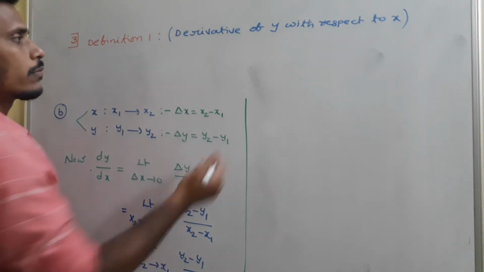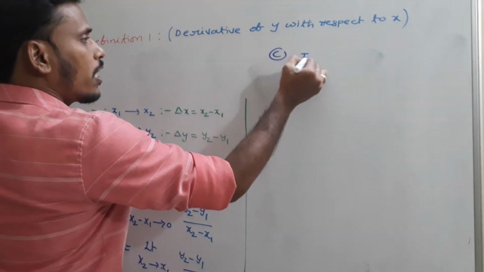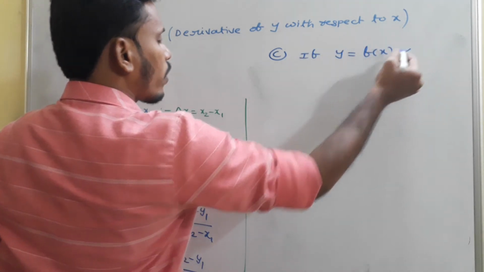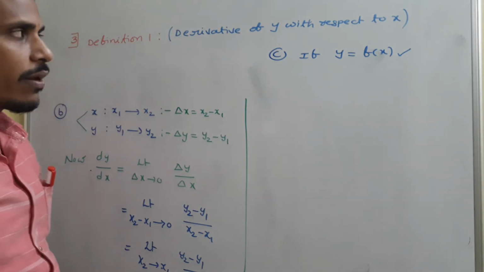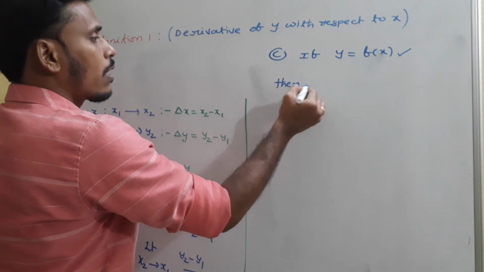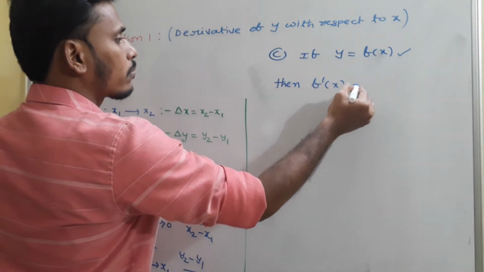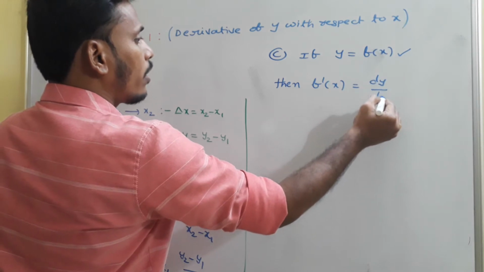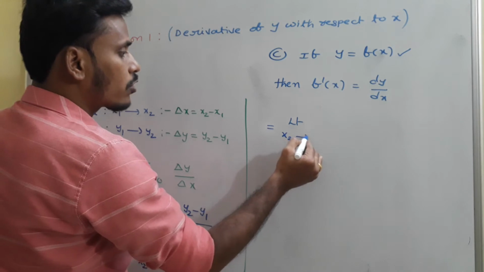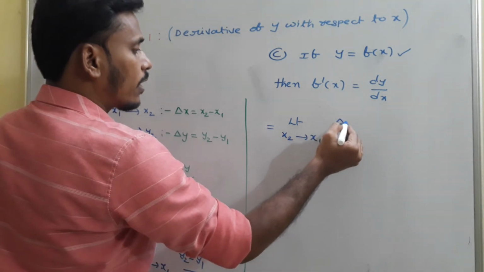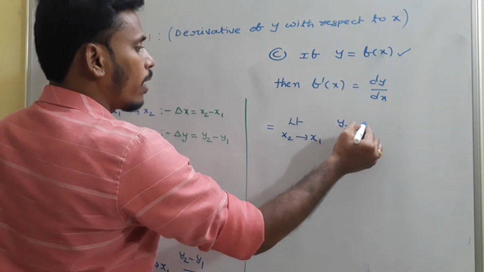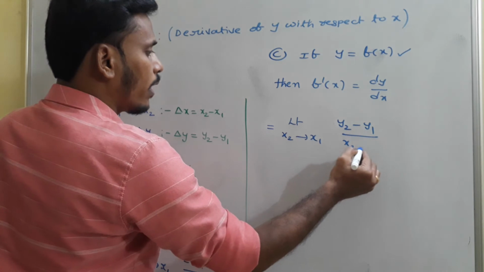And see, if y is equal to f of x is the function which is connecting the dependent variable and the independent variable, then f dash of x or dy by dx is simply nothing but what? Limit x2 tends to x1, delta y by delta x. As I mentioned, here it is simply y2 minus y1 by x2 minus x1.